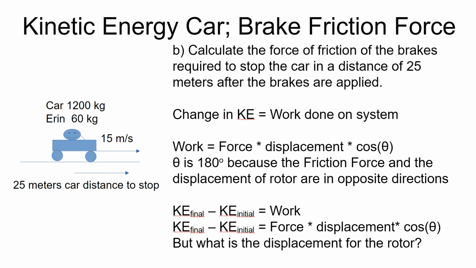Here we need to consider that the force of friction and the motion of the rotor past the brake pad, these are in opposite directions. Friction always works opposite to the direction of motion or the tendency to move in the case of static friction. So that theta is going to be 180 degrees, and we're going to have a negative number for the work. And that's reasonable because we want to reduce the kinetic energy. So the work number should be a negative. So the change in kinetic energy, kinetic energy final minus kinetic energy initial, is the work.